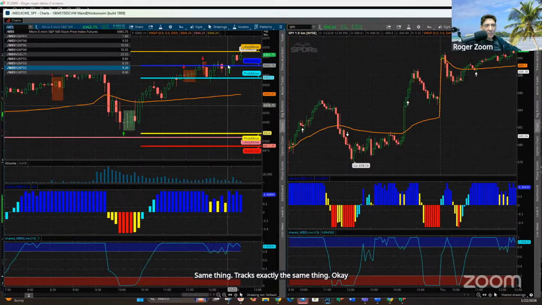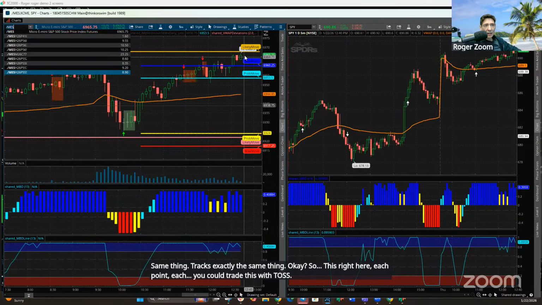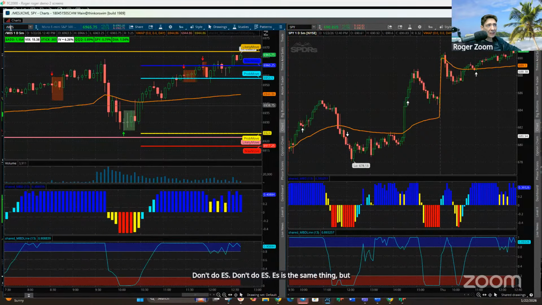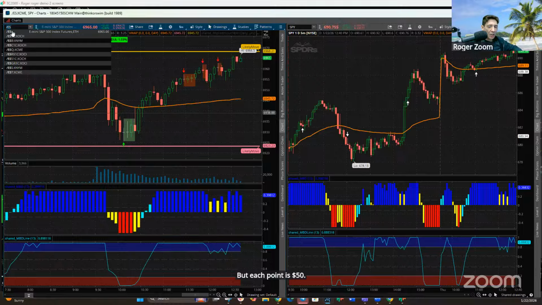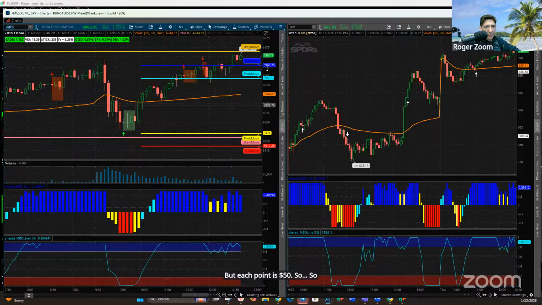Okay? So this right here, each point, you could trade this with TOS. Each point is $5. Don't do ES. ES is the same thing, identical here, but each point is $50. So for example, to go from 690.60 to 690.65, that's 5 points. That's $25 per contract.